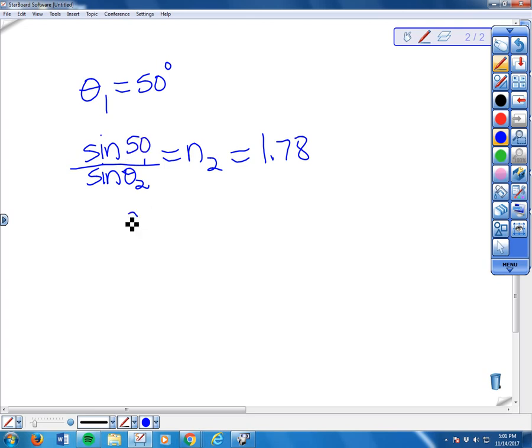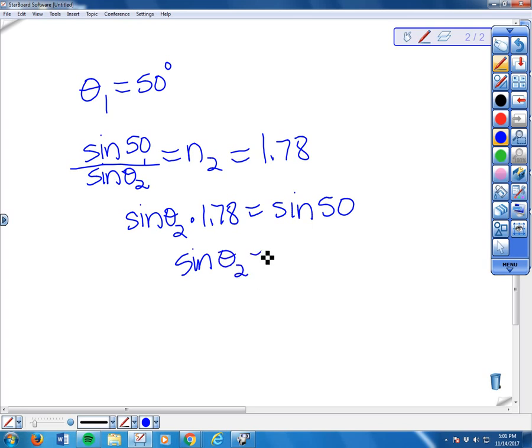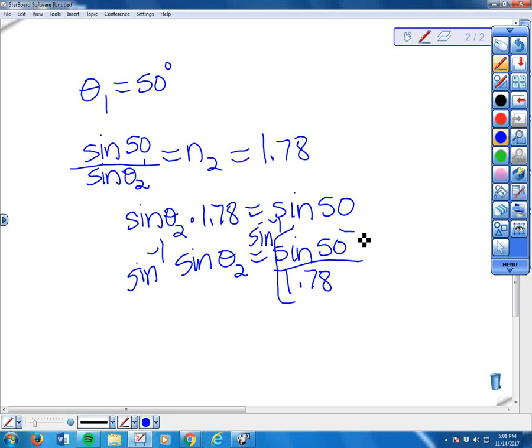So sine theta 2, I'll put 2 here, times 1.78 equals sine 50. So sine theta 2 equals sine 50 over 1.78. So I just take the inverse sine of both sides, and I need the inverse sine of this whole thing. When you put all of that in the calculator, you get theta 2 is 25.5 degrees.